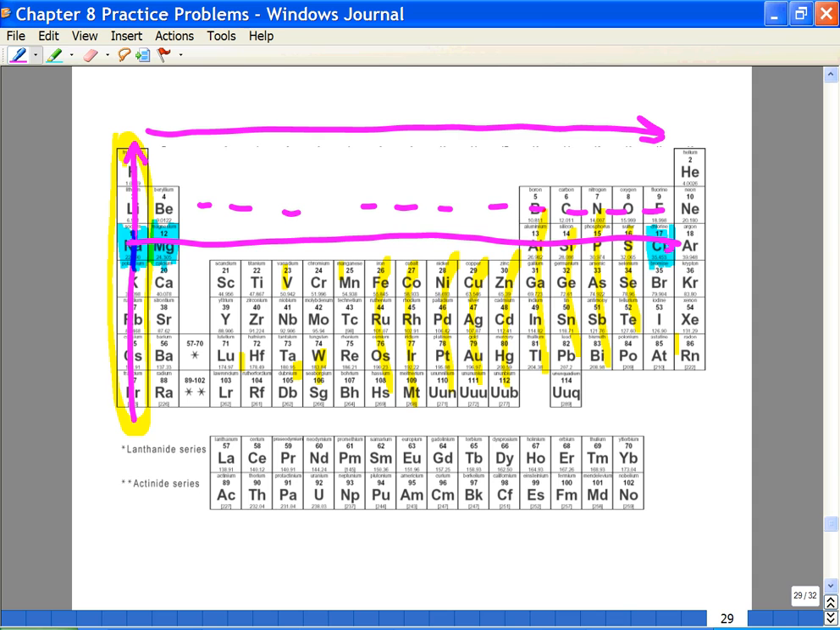So therefore, sodium is the smallest. Magnesium is larger than sodium, but chlorine has the largest electron affinity.